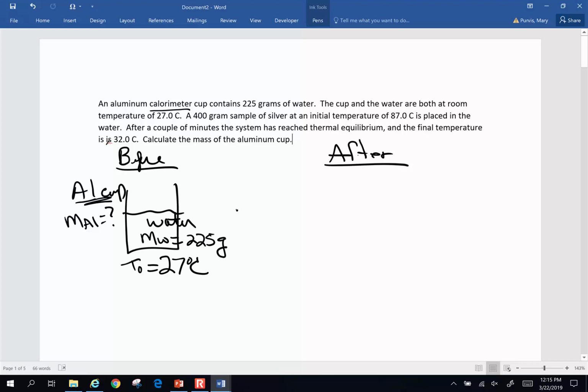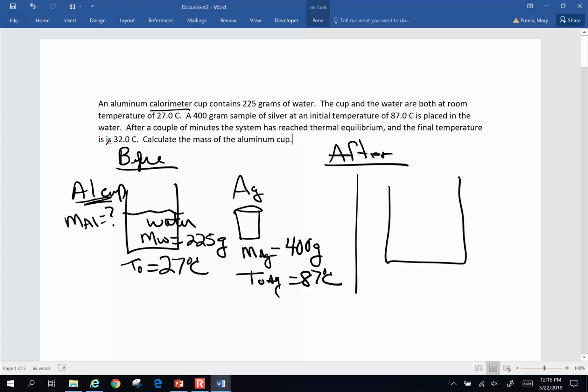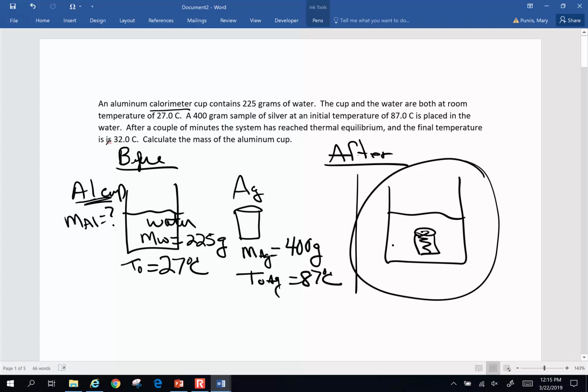We also happen to have a hot piece of silver. It's been heated somehow, and Ag is the atomic symbol for silver, so that's what I'm going to use. The mass of the silver is 400 grams, and the original temperature of that silver happens to be 87 degrees Celsius. Afterwards, here's what's going to occur. The piece of silver is going to be placed into the water, and that's going to be placed into the aluminum cup. So all three of these things, after a few minutes, heat is going to transfer.